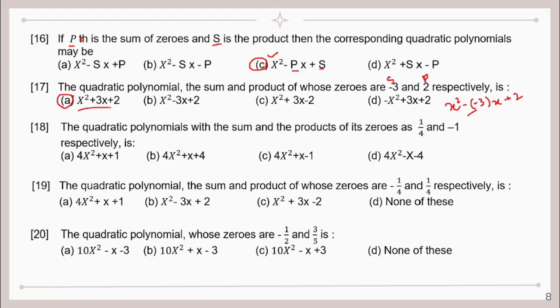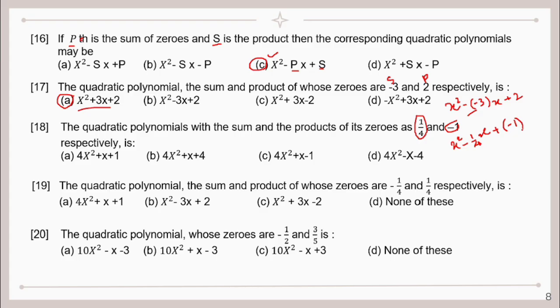The quadratic polynomial with the sum and the product of its zeros as 1 by 4 and minus 1. This is sum, alpha plus beta. This is product. Same way here also, x square minus sum of zeros into x plus product of zeros.